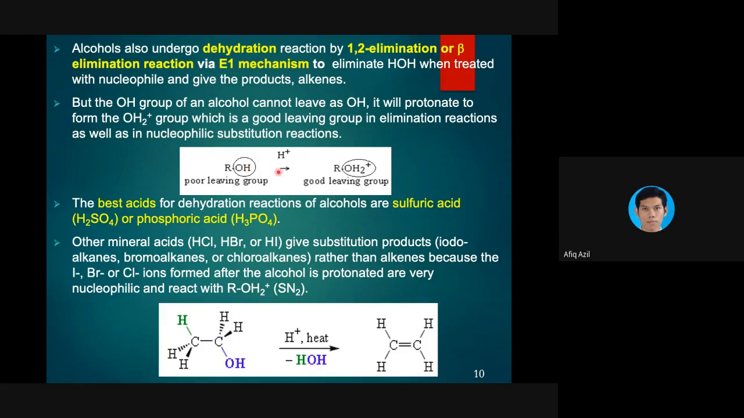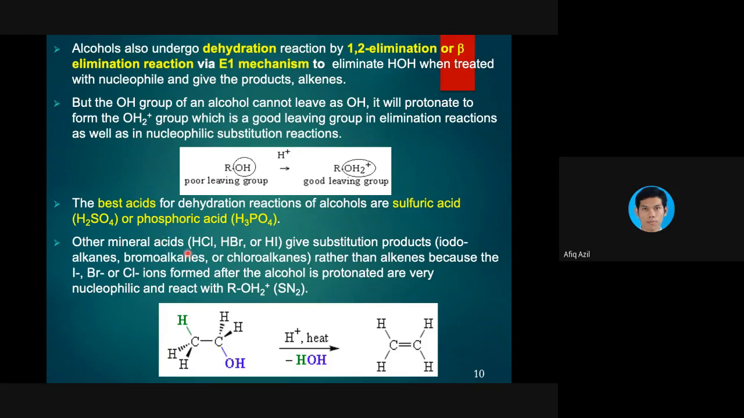So the word protonate is basically giving a proton. So hydrogen H+ is considered to be a proton. So once it becomes a leaving group, then only the OH2+ can be removed. So the best acids for dehydration reactions of alcohol are sulfuric acid, H2SO4, or phosphoric acid, which is H3PO4. So why do we need acid? That acid is basically what is going to supply the H+. Okay, you need this acid to protonate the OH group.